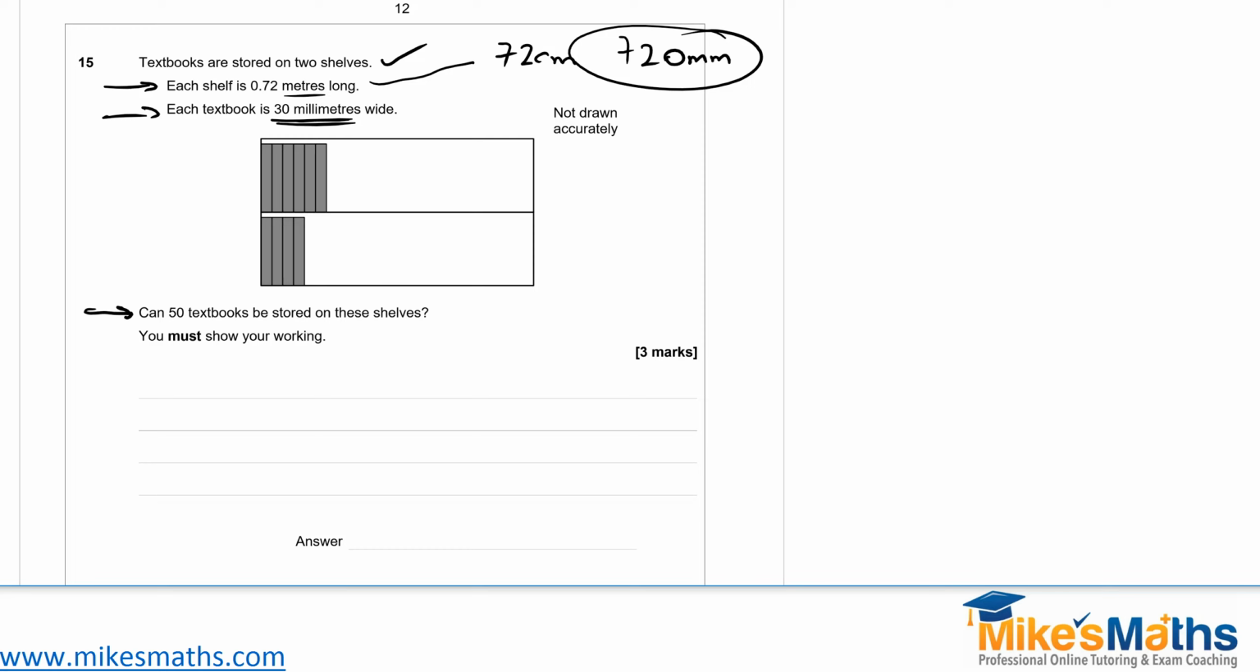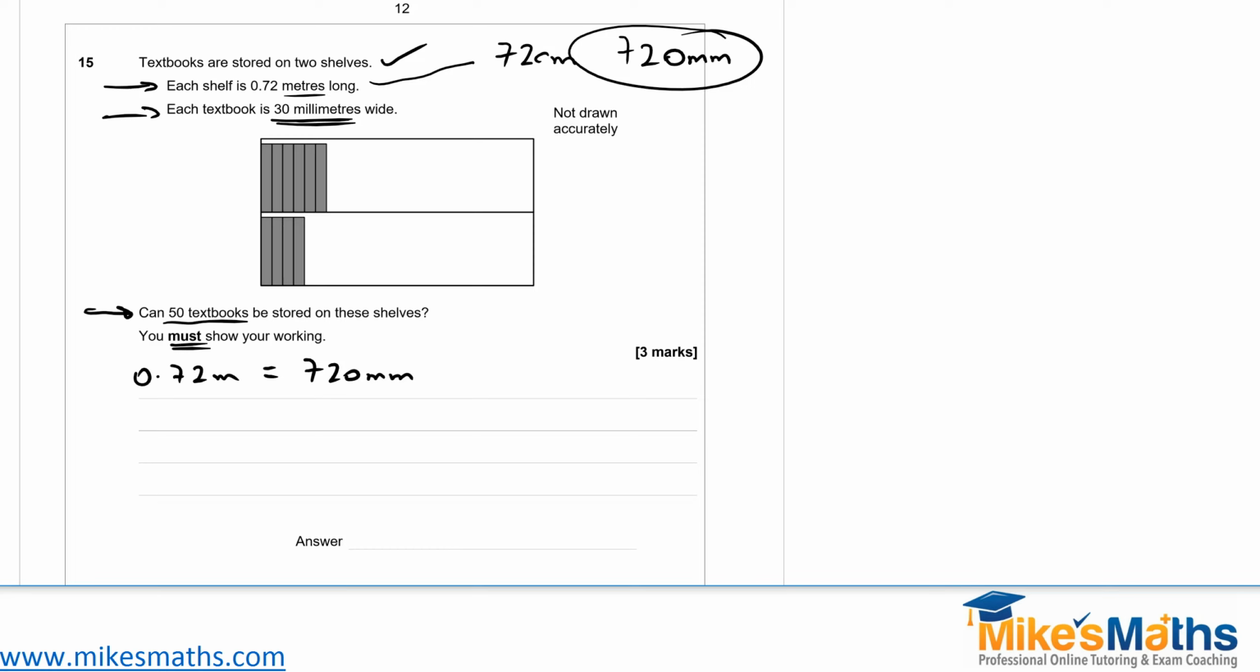Now let's start reading this bit. Can 50 textbooks be stored on these shelves? Question. Okay, well, it's going to be a yes or no answer. And then it says, you must show your working. Each shelf is 720 millimeters long and each textbook is 30 millimeters wide. So I have to show my working. First thing I'm going to make clear then is 0.72 meters is 720 millimeters. Okay, that shows where I've got that from.